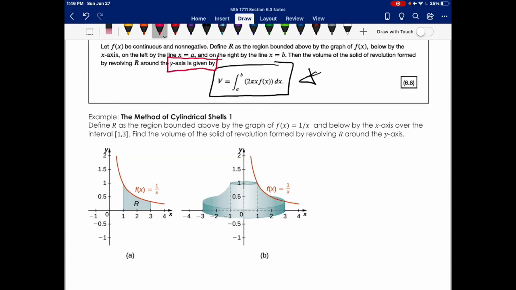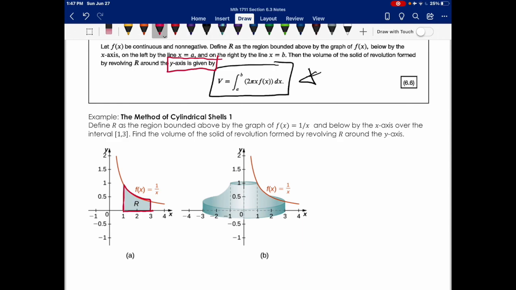Okay, let's look at this first example. It says define R as the region bounded above by the curve f of x is equal to 1 over x and below by the x-axis, and we're going to do this over the interval from 1 to 3. Find the volume of the solid of revolution that's formed by revolving R around the y-axis.